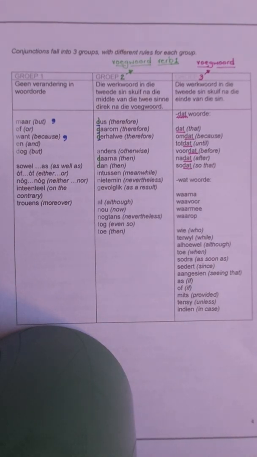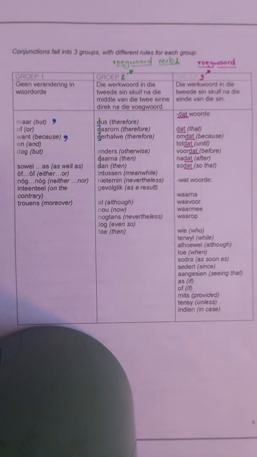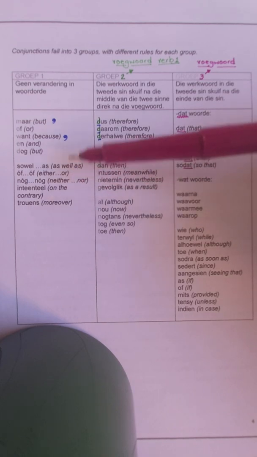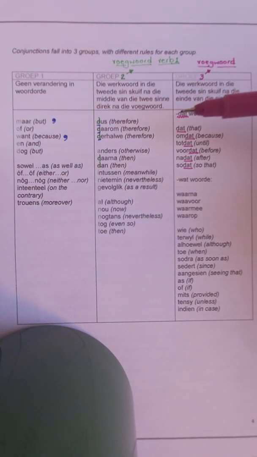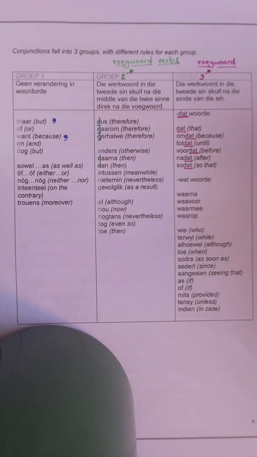It's important that you understand that there's specific groups dedicated to specific conjunctions. You may not mix the groups, you may not mix the conjunctions into another group. Group 1 is the group that's not affected at all with moving verbs. Group 2 is mainly your D's, your dus, daarom, derhalve, dan, and so forth. And your group 3s are usually your dats.